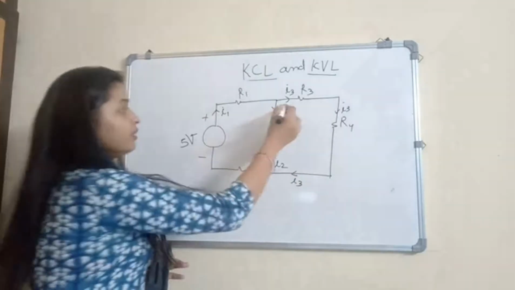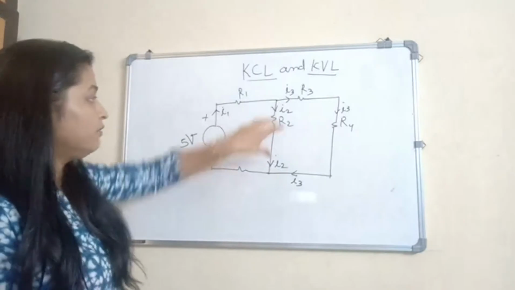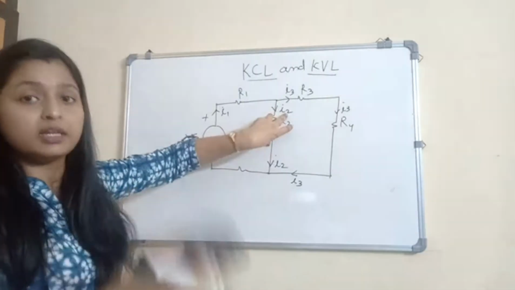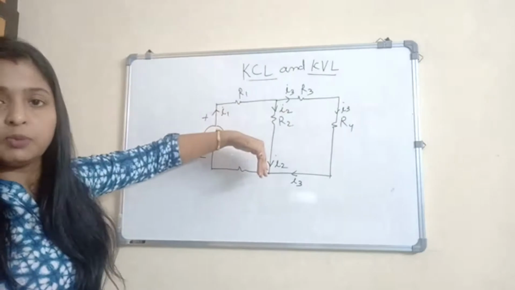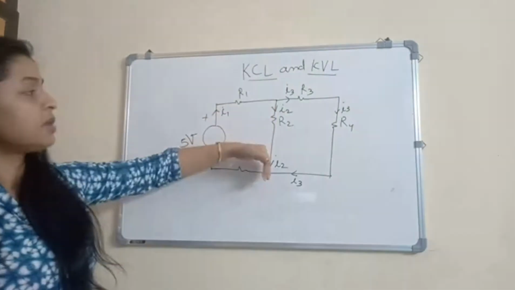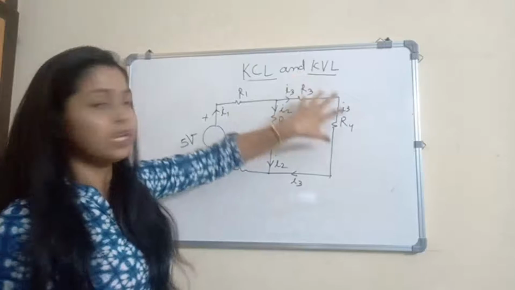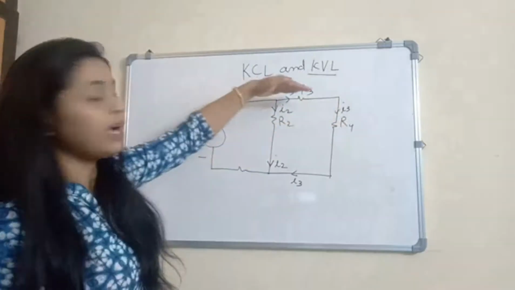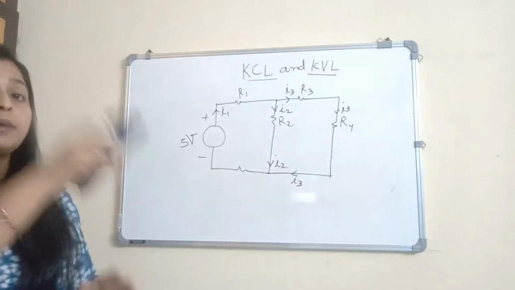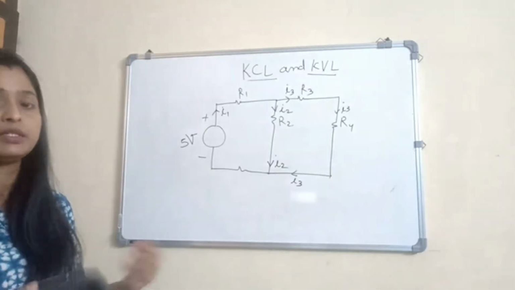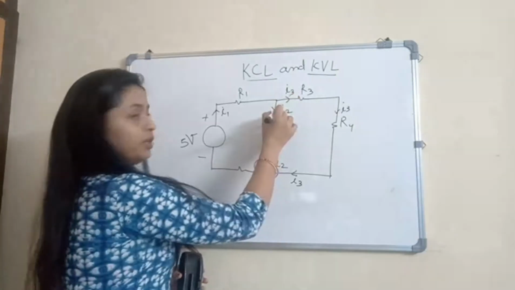Now, important is that the values of I2 and I3 depend on the branch resistance. If the branch resistance R2 is greater, the proportion of I2 flowing through this branch would decrease. If the resistance of the R3 and R4 combination is greater, the proportion of I3 is reduced. So the proportion of I3 and I2 will depend on the branch resistance. And we know that if the resistance is greater, current will be lesser. So I3 and I2 are dividing.